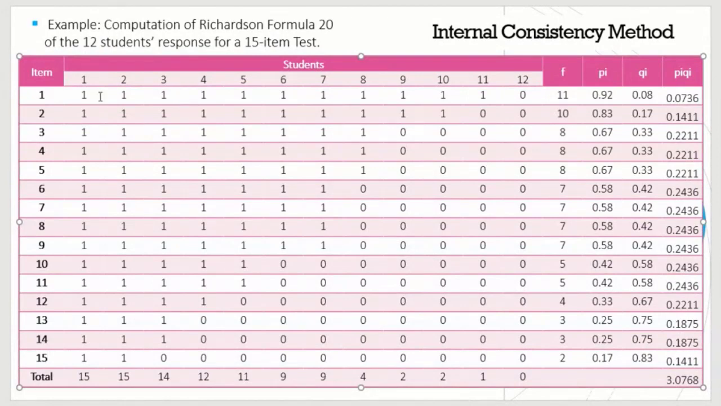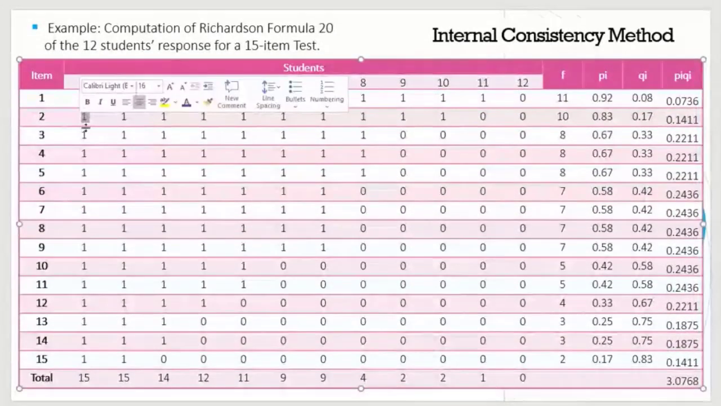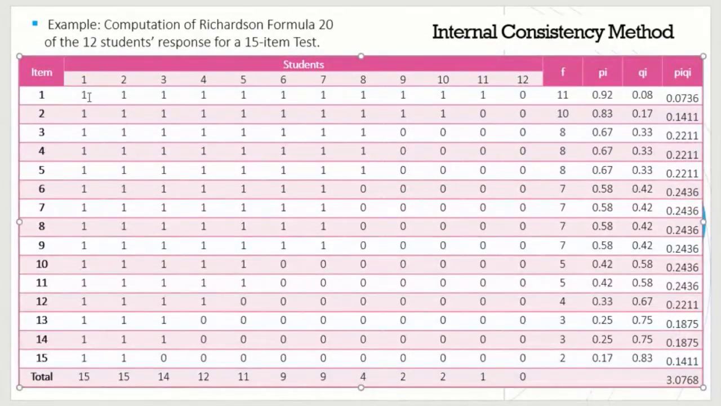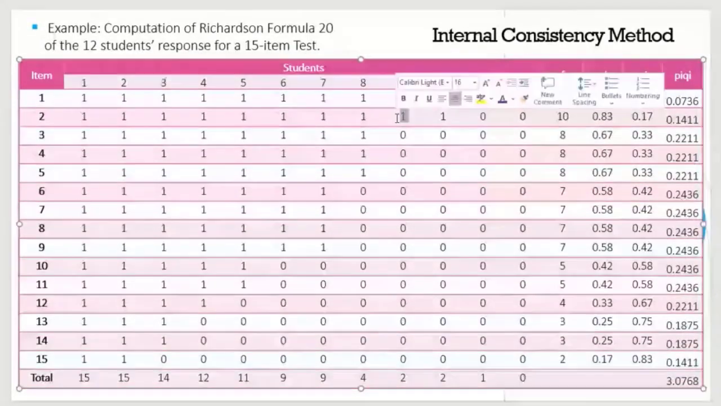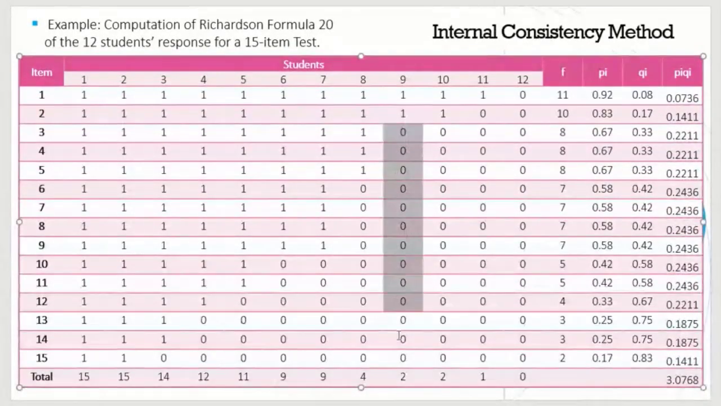Now, ang sabi niya, pag 1 ang nakikita nyo dito, ibig sabihin tama si student 1, no? Kung sino man yung student na yan, tama siya sa item number 1, tama sa item number 2, and so on. So, magbigay tayo ng example. Like, let's say, si student number 9, tama siya sa item number 1, tama siya sa item number 2, and apparently mali siya sa the rest ng items.